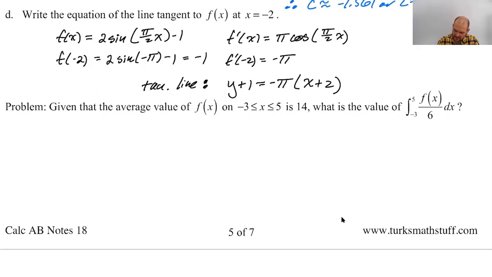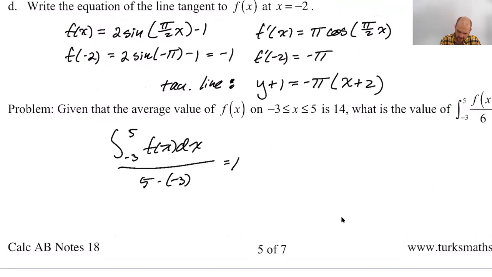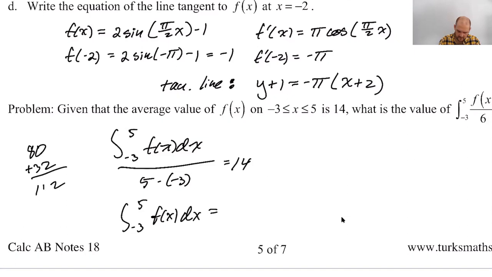All right, and then there's this question, unrelated. We're given the average value is 14. So 14 is the average value of f of x over -3 to 5, so the integral from negative 3 to 5 of f of x dx, over 5 minus negative 3, is going to be 14. Just take the info that you're given and write down what you know, right? So what do we know from that? We know the integral from negative 3 to 5 of f of x dx is 14 times 8, which is 80 plus 32, 112. Okay, so we know the integral.